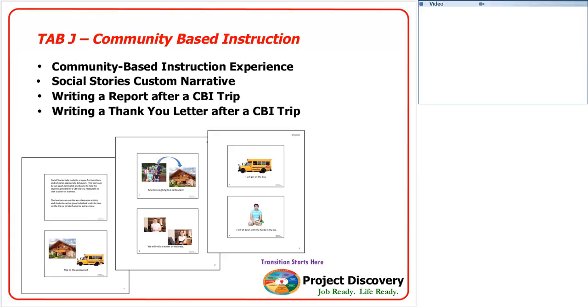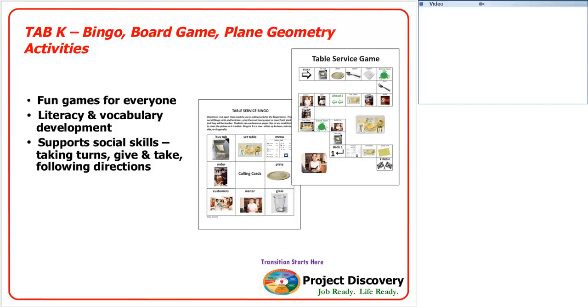So if you have the opportunity to go into the community, we highly suggest that once they've mastered all of the activities in this binder, you take them into the community. And then under tab K, there is a bingo game. The students love bingo. There's some really higher level academics, like there's a geometric plane activity, to maybe even tie into your alternate assessments.